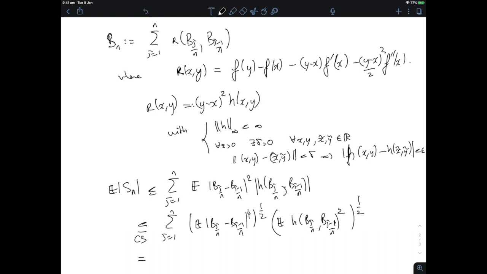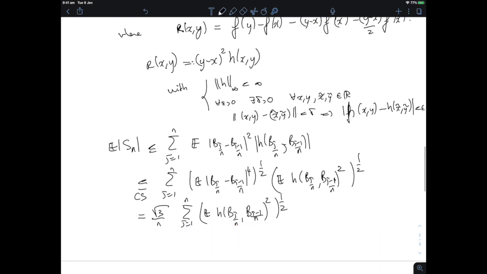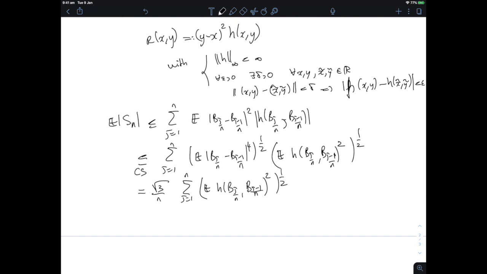is equal to square root of 3 divided by n times the sum from j equals 1 to n of the expectation of h(B_{j/n}, B_{(j-1)/n}) squared, and then you raise that to the 1/2. So it's great. I have this 1 upon n here that's going to help the convergence, but I have to show that this remains uniformly bounded in n. And that's where you use the property of h. h is bounded and it's also uniformly continuous.